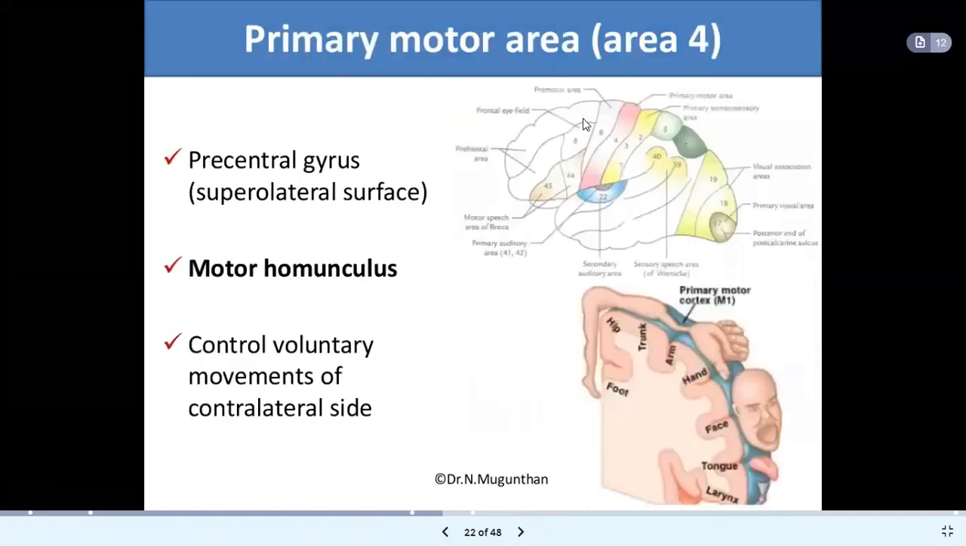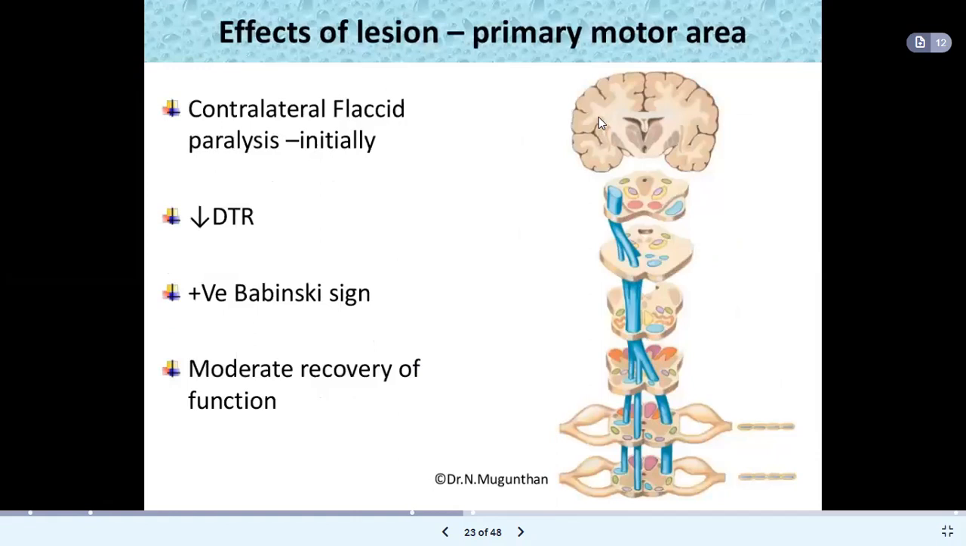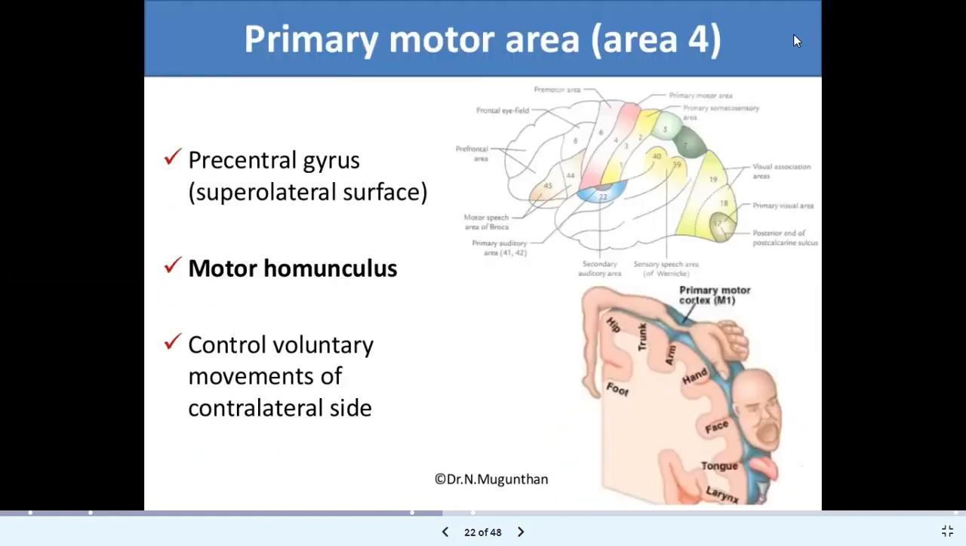Now see here, the primary motor area, which is area number 4. It is present in the precentral gyrus on the superolateral surface, and our body's representation is the motor homunculus, that is, the body's representation is upside down, and it controls voluntary movements of the contralateral side. This motor area gives the motor tracts, if you remember the pyramidal tracts, which move downwards. If there is any lesion in this primary motor area, there will be contralateral paralysis, that is contralateral flaccid paralysis and a positive Babinski sign.